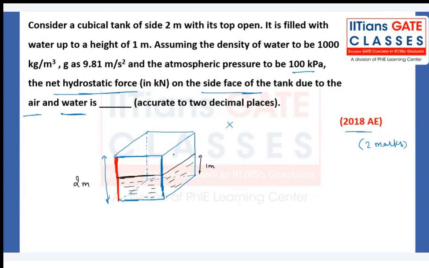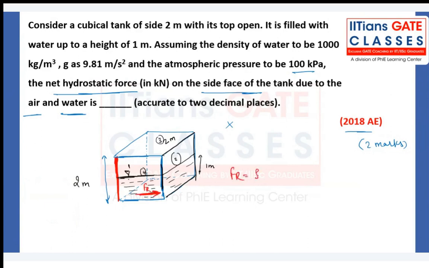Any side face you can take. This is the first side, this is the second side, third side, fourth side. Any side you can take. I'm taking the second side, for example. What is my net hydrostatic force onto this side, which is having a 2 meter side? This side I'm taking, and the liquid surface is something like this. Now I want to measure the hydrostatic force.